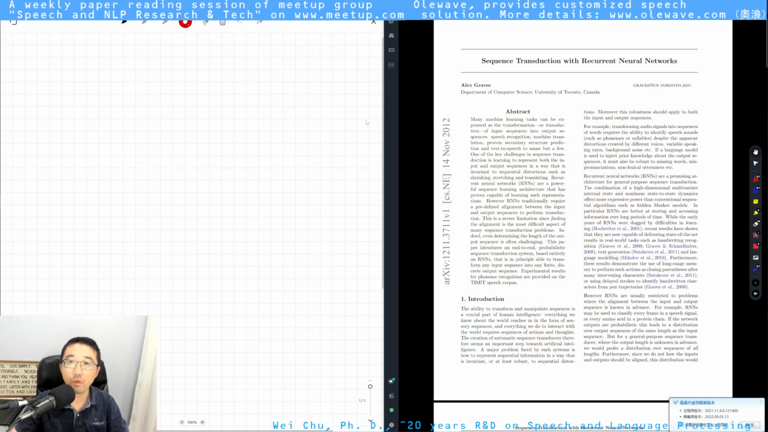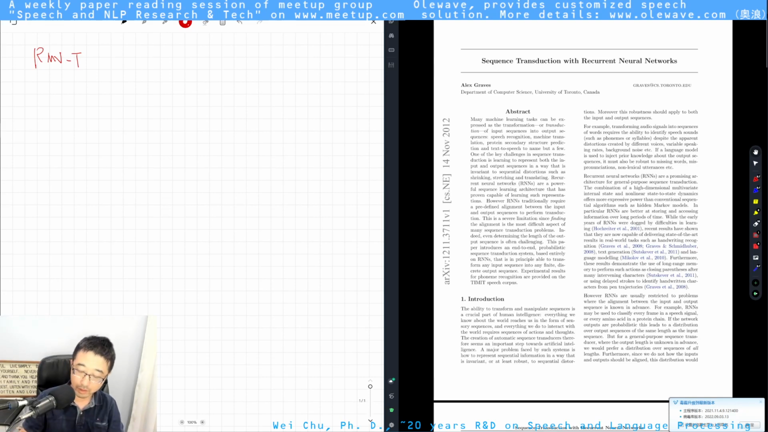Today, we're going to be reviewing a classical paper. It's by Dr. Alex Graves, which was published about 10 years ago. The title is Sequence Transduction with Recurrent Neural Networks, aka the RNN-T transducer, which is what people call it nowadays.